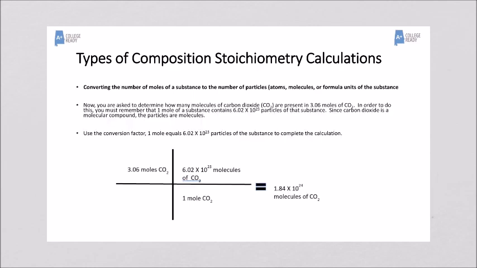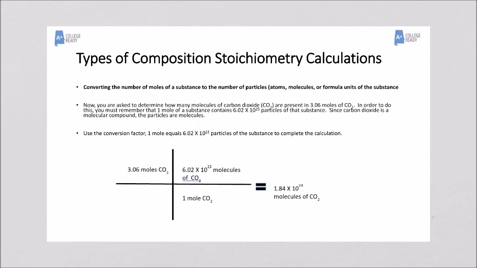Next, we're converting the number of moles to the number of particles. And remember, particles could be atoms, molecules, or formula units. What you have to remember here is that 1 mole of a substance is equal to Avogadro's number, 6.02 times 10 to the 23rd particles. So in this first problem, we're given 3.06 moles of CO2. We want to know how many particles. In this case, it would be how many molecules, since CO2 is a molecular compound.